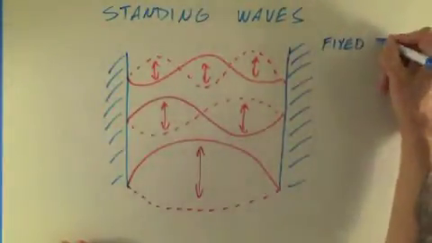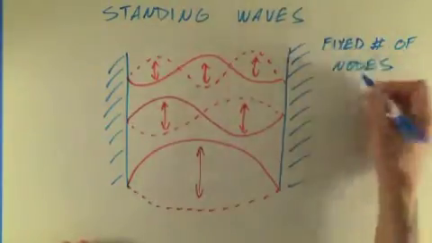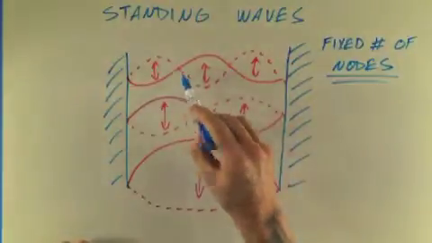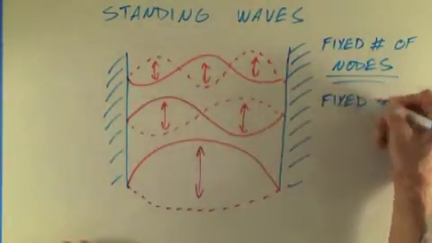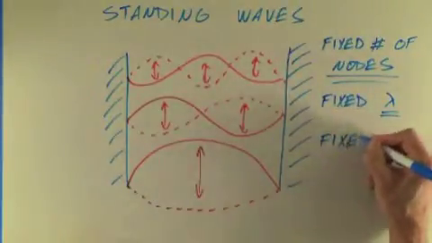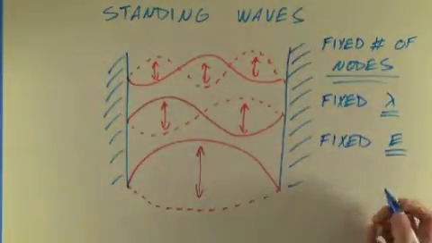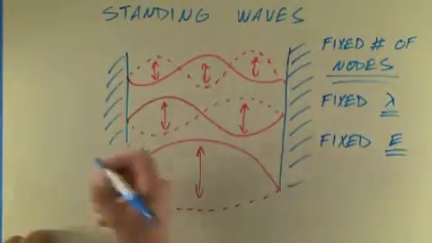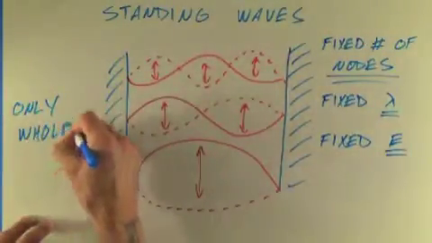So there are a fixed number of nodes when you do this. When you define the boundaries like this and say the wave can only exist between the boundaries, you have a fixed number of 0 amplitude regions. That bottom one has no nodes. There's a fixed wavelength, because you can only fit whole numbers inside those boundaries. And as a result, there's a fixed energy too. So you're only allowed to have whole number multiples of energy.